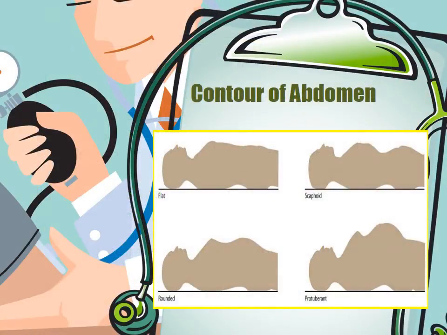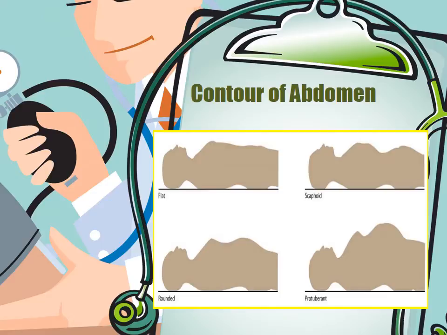Okay, the contour of the abdomen. This is something that I want you to know too. We want you to know the difference between a flat abdomen, a scaphoid abdomen, a rounded abdomen, or even a protuberant abdomen. A flat abdomen is something that you're going to see mostly in a young adult, or someone that is fairly in decent shape.